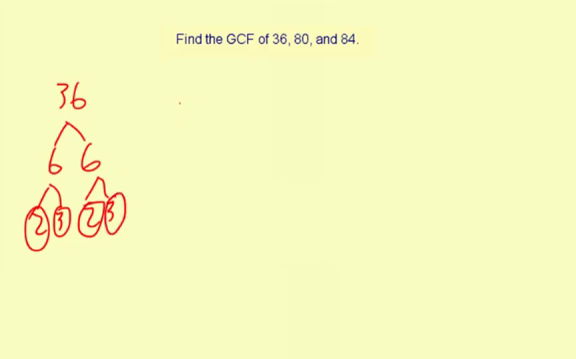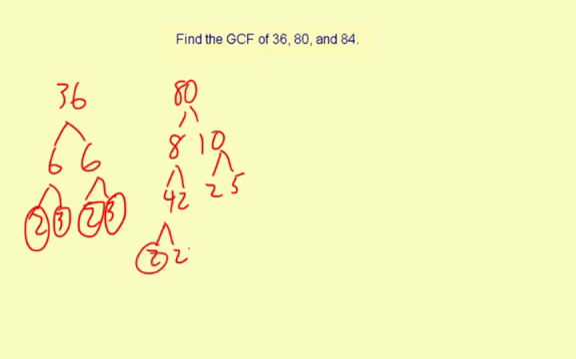And then for 80, I know it's 8 times 10 makes 80. So this 8 can be 4 and 2. And then this 10 can be 2 and 5. And then this 4 reduces to 2 times 2. So we have 2, 2, 2, 2, 5 for 80. It's a lot of factors.